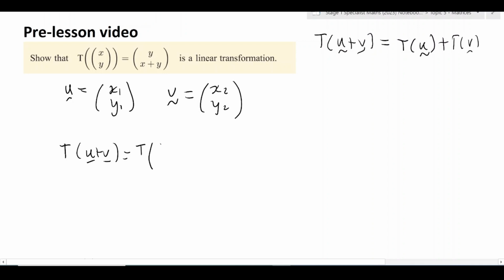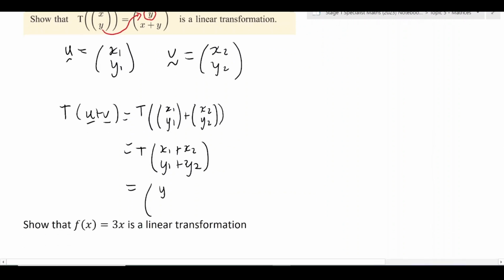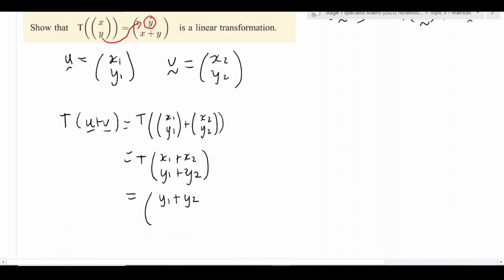So what is u? u is x1 and y1. And what is v? v is x2 and y2. And we're going to do T to this. But before we do T to this, we have to simplify the inside. So that vector just becomes x1 plus x2 and y1 plus y2 on the inside. Now, if we do T to something, to get the first component of your answer, that's literally the same as the second thing of what you put in. So we're going to take the bottom value, y1 plus y2. That is what goes on the top. It's really weird, but that's how T works.